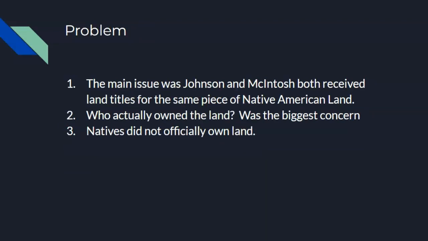So the problem was Thomas Johnson and William McIntosh both received land titles for the same piece of Native American land. So both pieces of land that were settled on by natives, they had both received land titles for it. That was the main issue. And who actually owned the land was the biggest concern, because natives did not officially own that land. Even though they were settled onto it, they didn't have the right to claim or own that land.